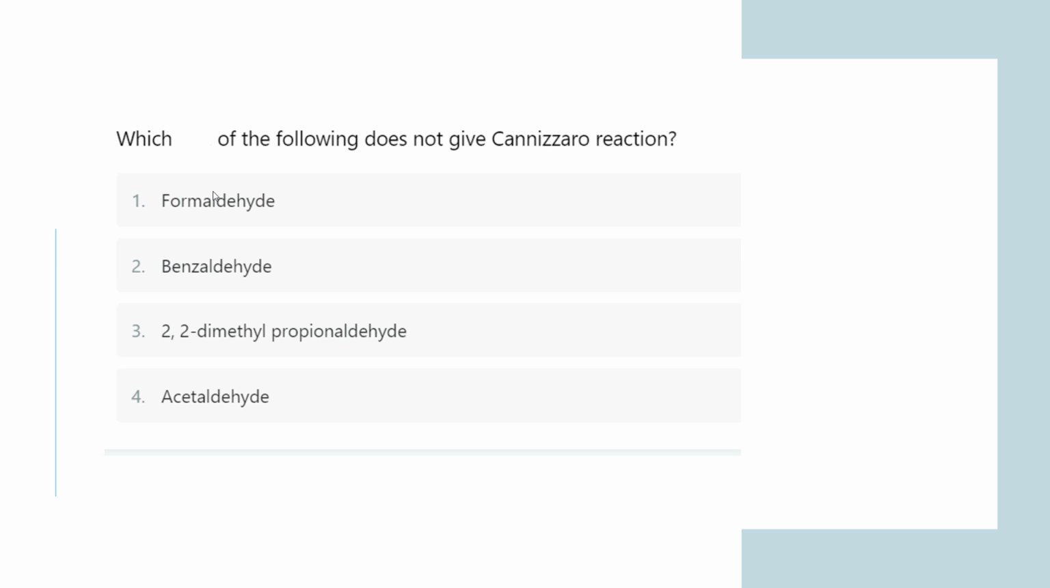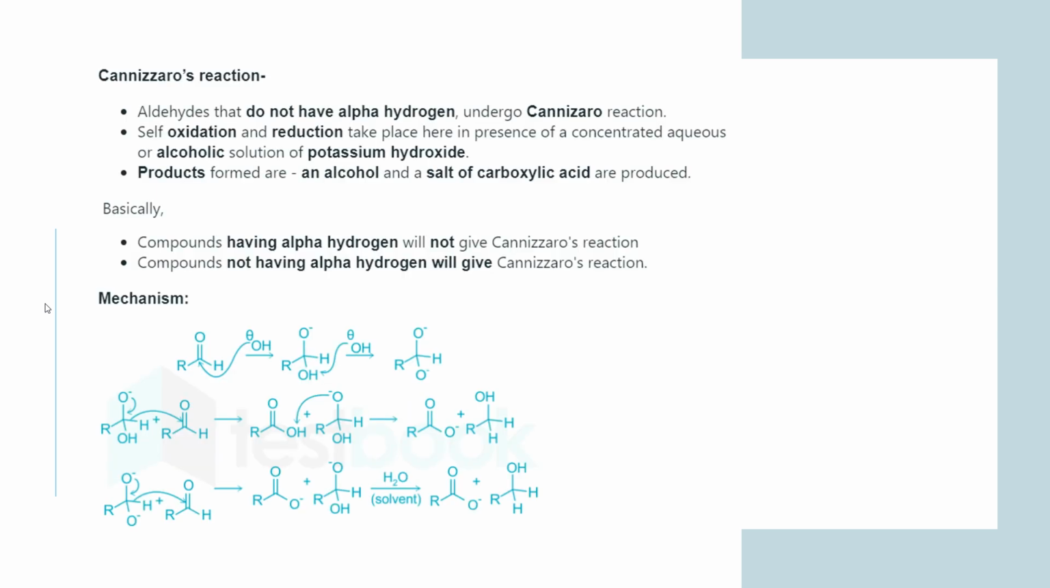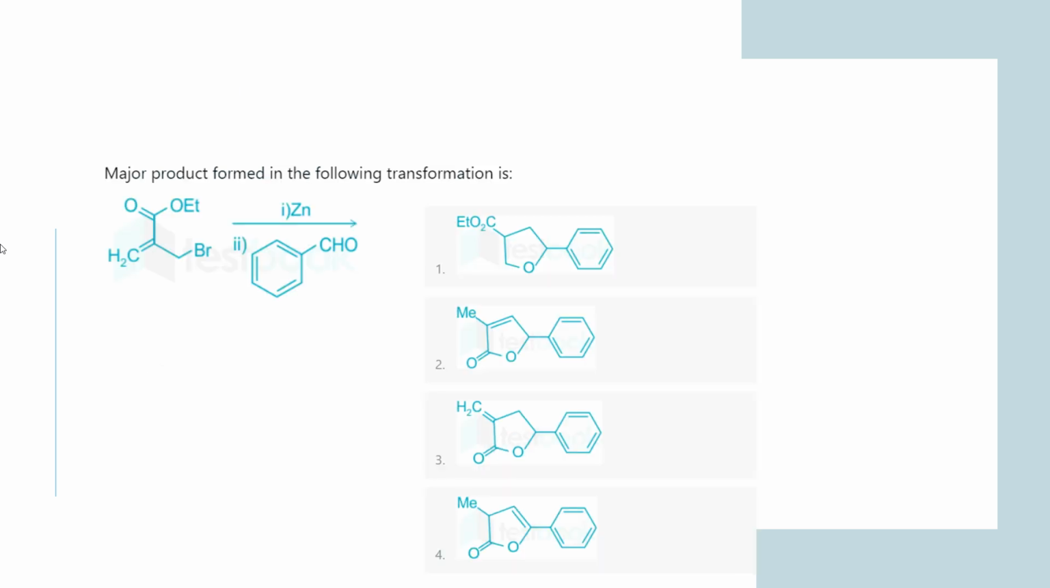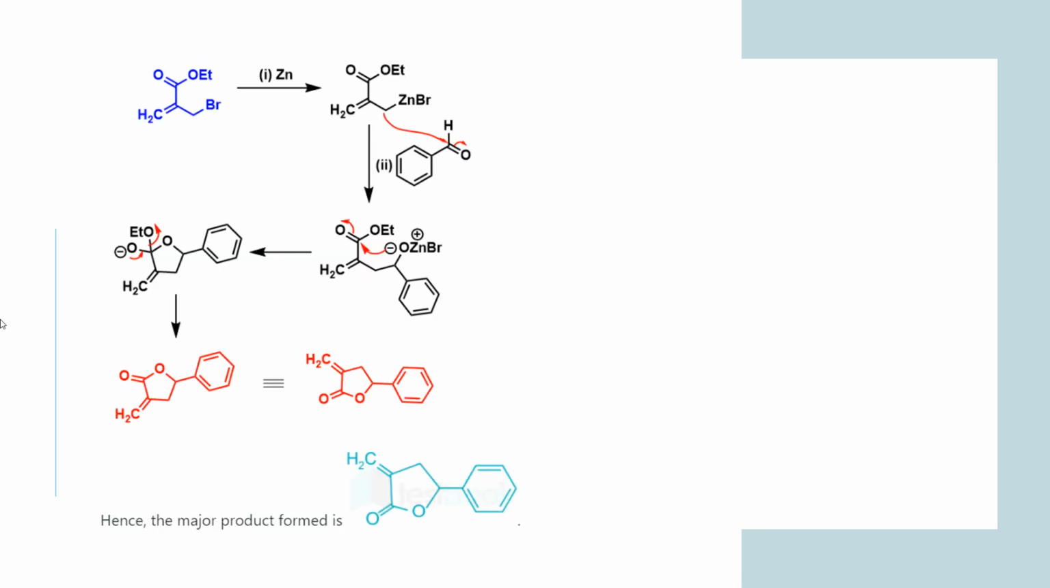Then in the next question, we saw which particular option of these four given does not give Cannizzaro reaction, and we saw that acetaldehyde, which contained alpha protons, did not give Cannizzaro reaction. Okay, and lastly we studied the mechanism of this Reformatsky reaction, which did not stop at the aldehyde stage. Rather, the oxyanion formed underwent attack at the ester carbonyl to give you the lactone moiety as the major product.